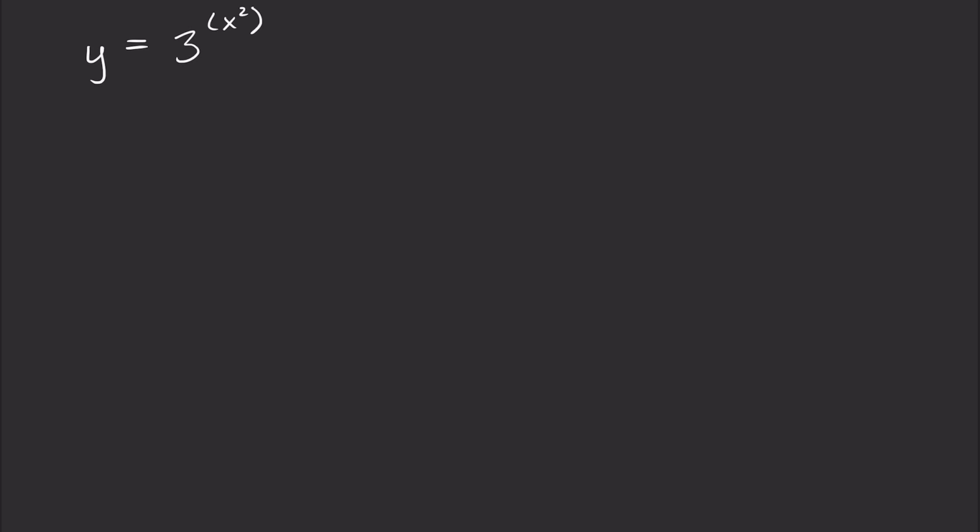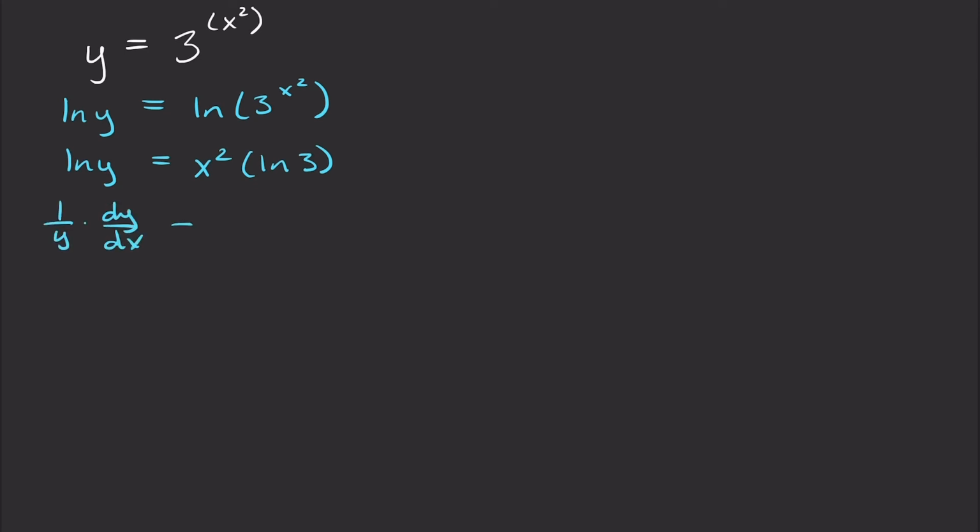Okay, in our last problem, we have y equals 3 raised to the x squared. So if we take the natural log of both sides, I can use the property of natural logs to bring this down. So I have x squared out front times the natural log of 3. And so if I take the derivative of both sides, I get 1 over y times dy/dx equals the derivative of x squared, which is just 2x, and then this number comes out.